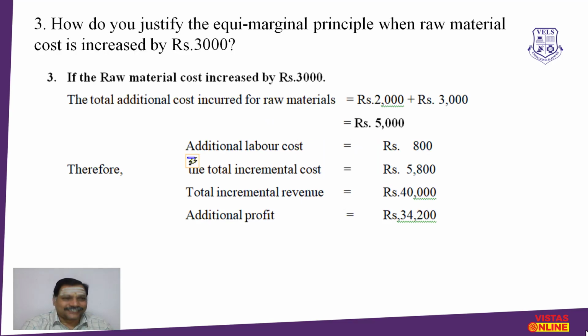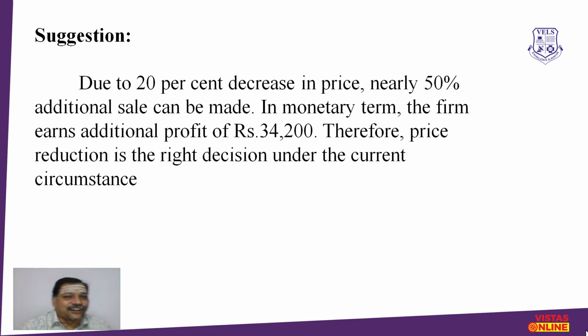Let's move to the third question. How do you justify the equimarginal principle when the raw material cost is increased by 3,000? Already in our case it is 2,000. So the additional cost of raw material is 2,000 plus 3,000, totally 5,000 rupees. There is no change in the additional labor cost, so the same 800. Now what is the total incremental cost? 5,000 plus 800 is 5,800. What is the total incremental revenue? Already calculated: 2,40,000 minus 2 lakh is 40,000 rupees. Then what is the additional profit we have gained? From 40,000, if you subtract the additional material and labor cost, we get rupees 34,200. So it is justified. Because of the change in price, the firm is getting an additional profit of 34,200.